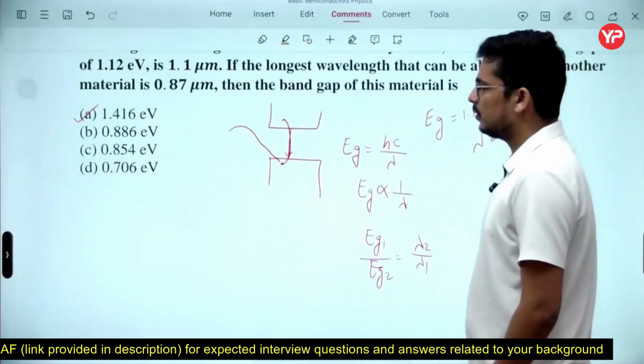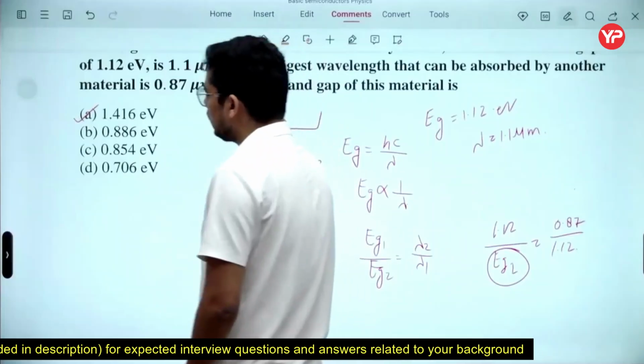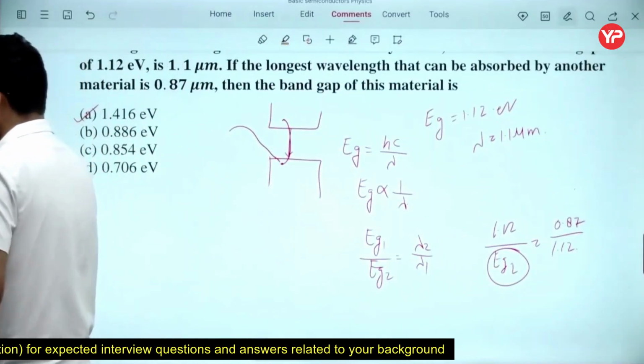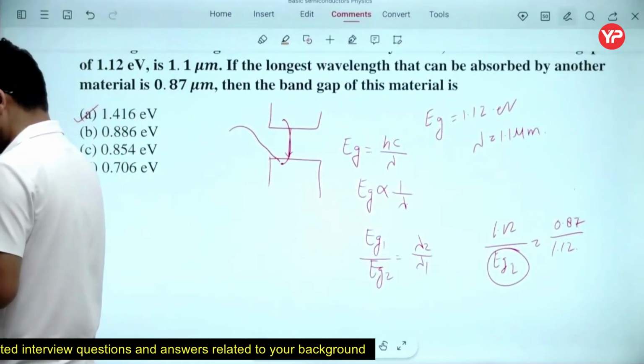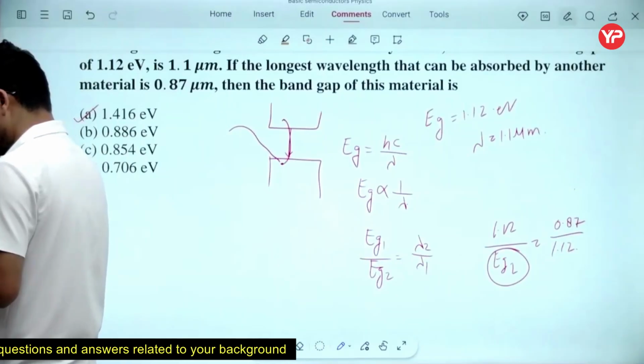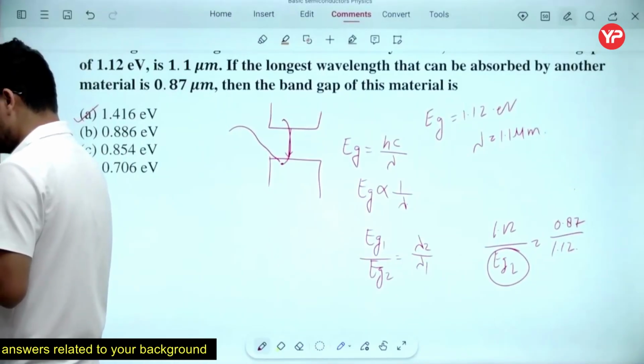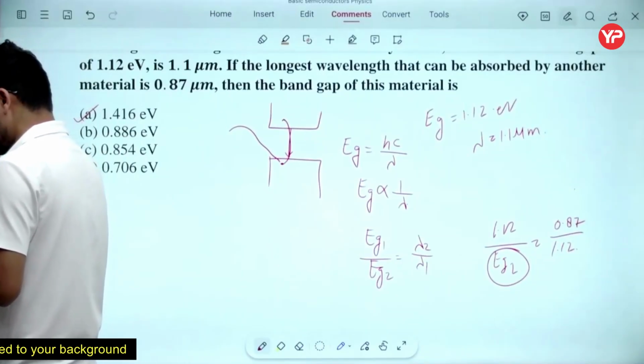Okay, that's it for this part. So solve the rest of the questions by yourself. And in the next class, we will start with the diode part, right? PN junction. So just revise that PN junction before coming to the next class.